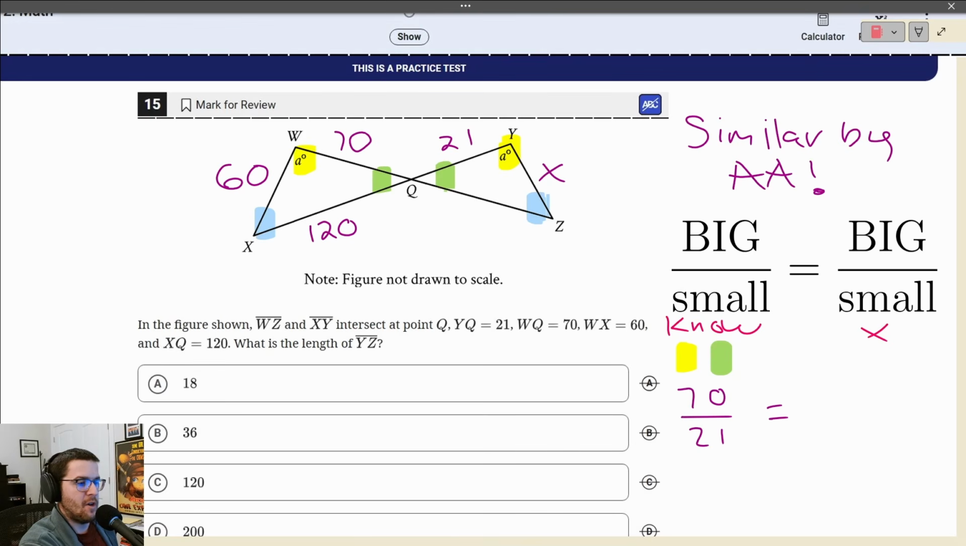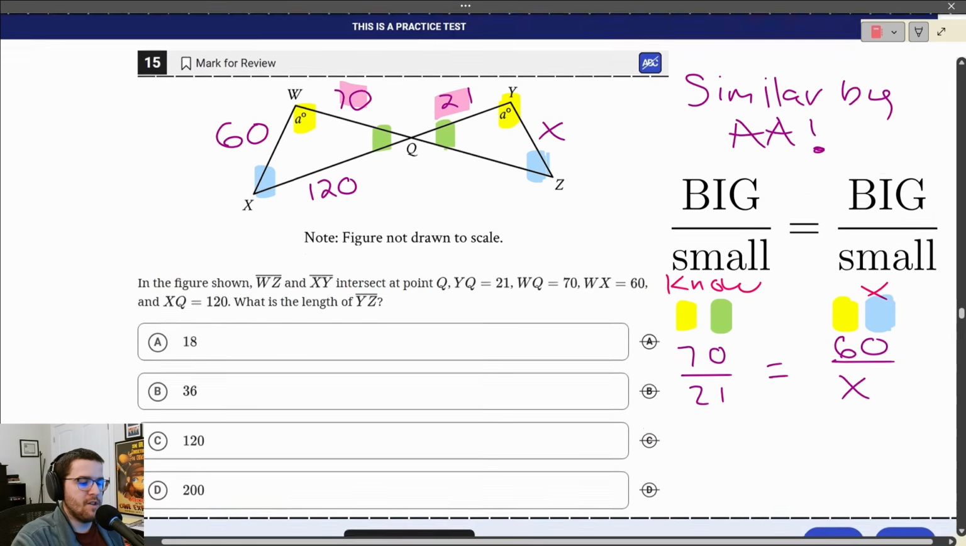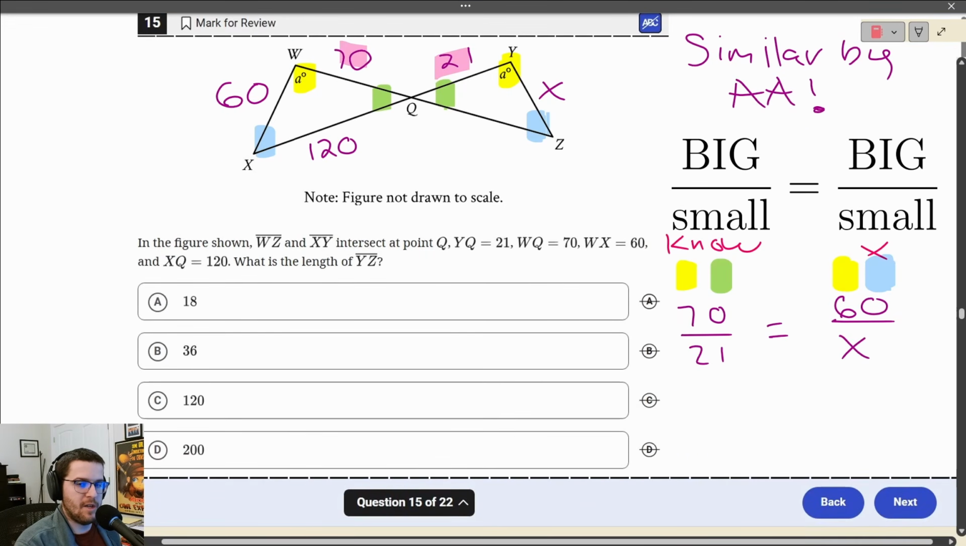Well, the X is marked as yellow, blue, so we're going to look at yellow, blue. It's kind of hard to tell, but we were able to tell from the 70 and the 21 that 70 is a lot bigger than 21, right? So the triangle on the left is the big one. So we're going to start on the left side once again, same thing, and we're going to do yellow, blue, which is 60, over the small triangle, which is the one on the right, yellow, blue, which is x. All right, tremendous. Now all we're going to do is cross multiply and divide.